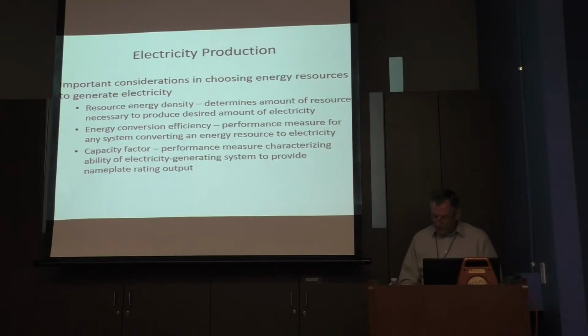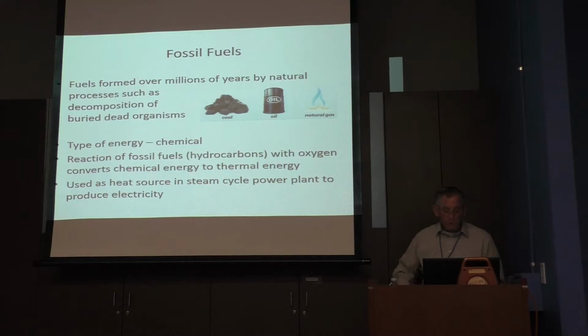But we're going to first consider how energy resources are used to generate electricity. So we'll begin with fossil fuels. The type of energy, of course, is chemical. Reaction of fossil fuels or hydrocarbons with oxygen converts chemical energy into thermal energy. Fossil fuels powered the Industrial Revolution and continue to provide the majority of our electricity needs today. They made possible the machines that made life easier for our predecessors, and they power the technology that dominates our lives today.